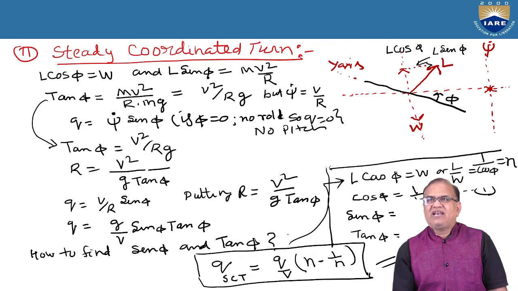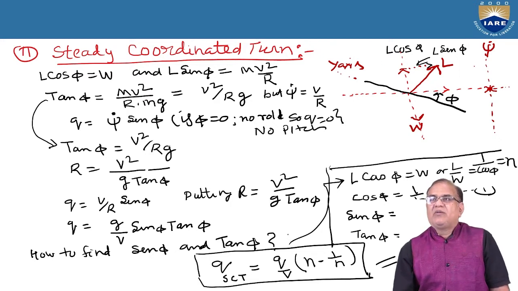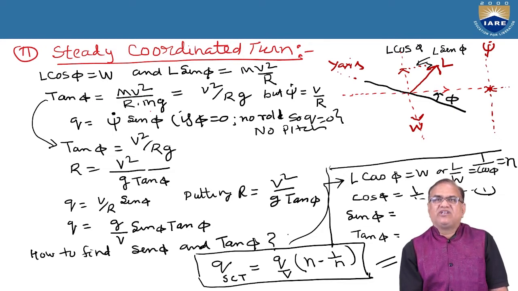So this vertical component, L cos phi, will balance the weight. Here you can see L cos phi is equal to W, and L sin phi will be balancing mv square by r, the centrifugal force. If we divide one by the other, we get tan phi is equal to mv square by r into mg. The m cancels, and we get v square by rg.